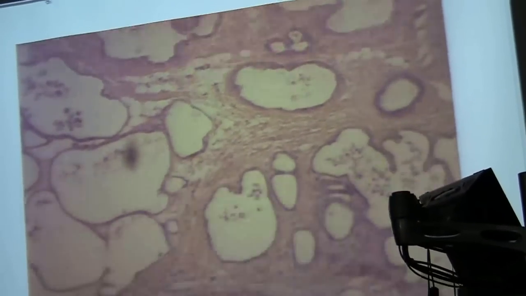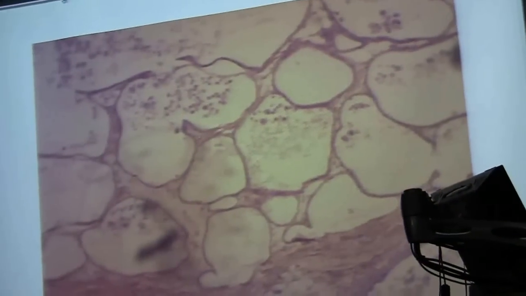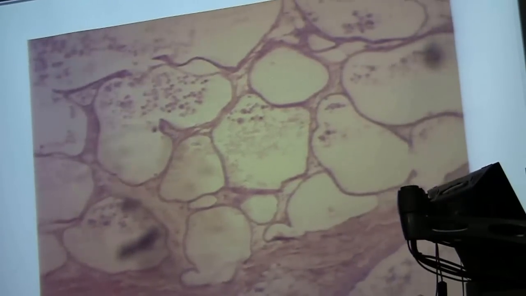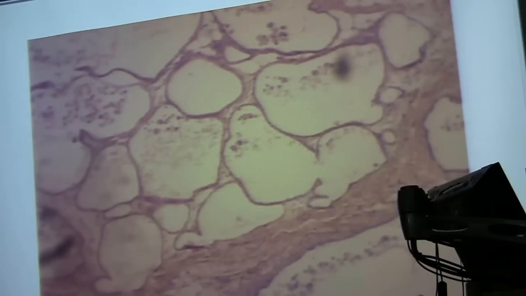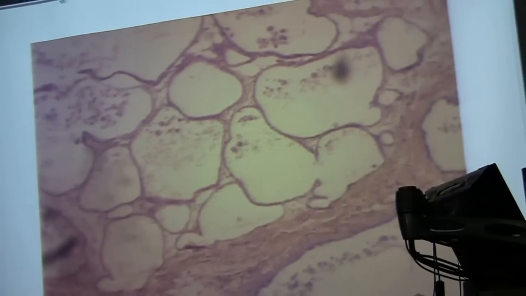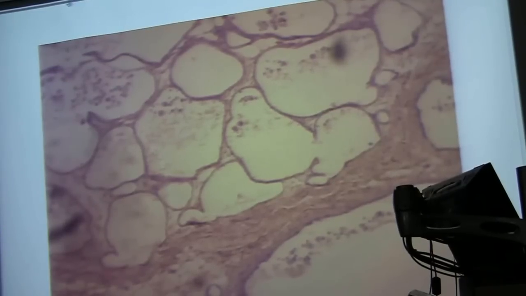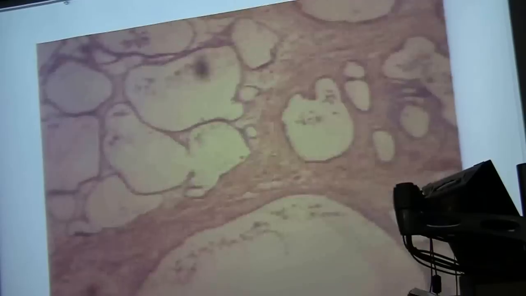What hormone stimulates milk production? Prolactin. What hormone stimulates the release of milk from the breast? Oxytocin. What does oxytocin also do? It stimulates smooth muscle contraction, like in labor and delivery in the uterus, for example.